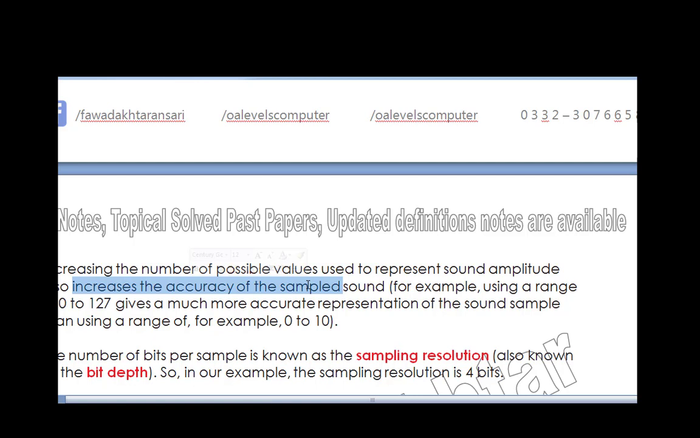Means you have seen that our graph starts from 0 and finishes at 20 or 21. But what if we increase the time duration from 0 till 127 and the sound amplitude from 0 till 20 or 30, then we will get more data. So if we get more data, our storage will be increased and the sound quality could be increased. So it says it gives a much more accurate representation of the sound sample. This is how they explain.